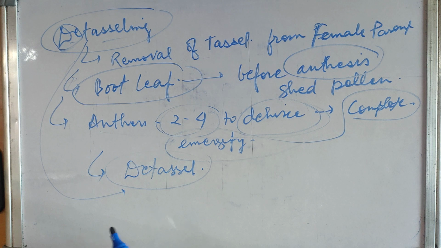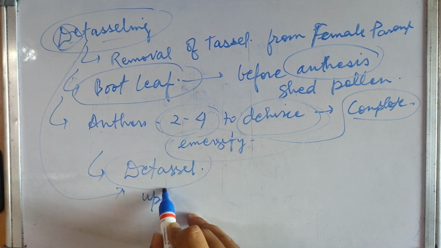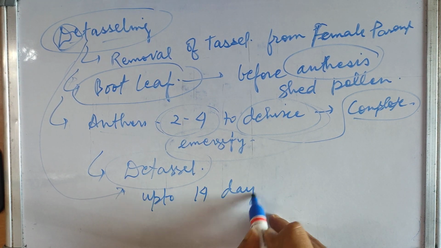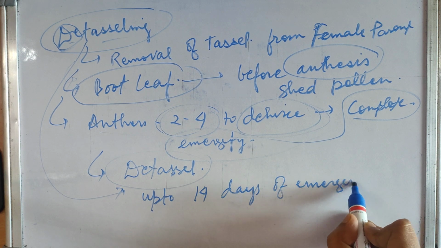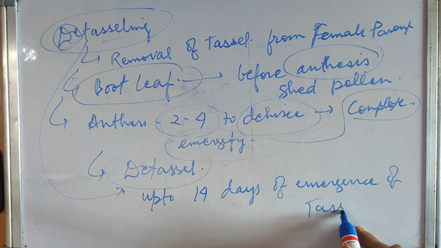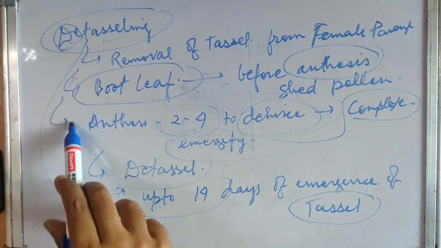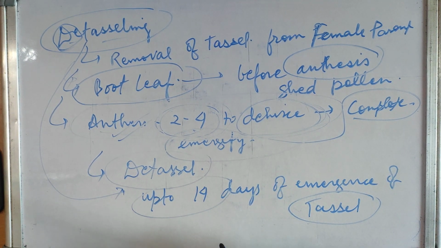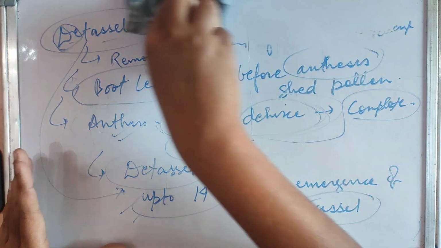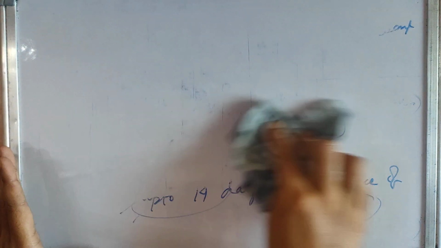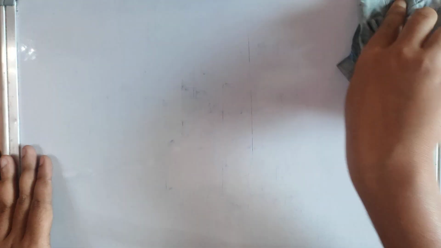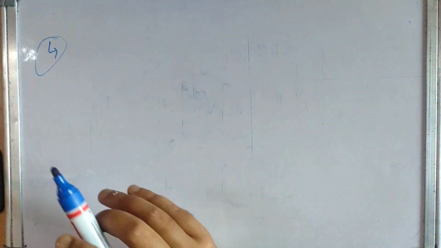Originally detasseling is done up to 14 days of emergence of tassel. After these 14 days, and you can add 2 to 4 days for the time of dehiscence of anther, but after the anther has dehisced, it will be very difficult for us to detassel it, because there will be chances of pollination, so there will be chances of mixtures or contamination.